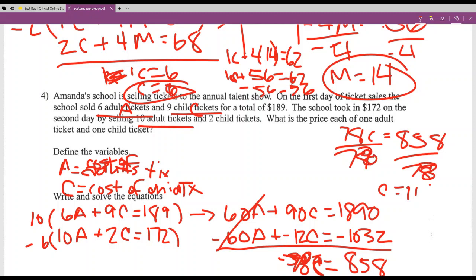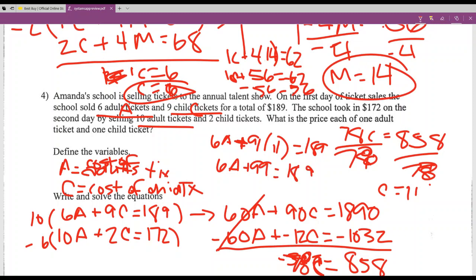So chocolate chip cookies are $11 each. Then we plug in 11 to find out what the other number is. So we have 6A plus 9 times 11 equals 189. And you solve. Again, like I tell y'all in class, if you can't solve at this point, you should be coming into tutorials so you know how to.